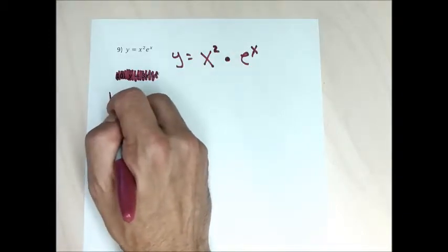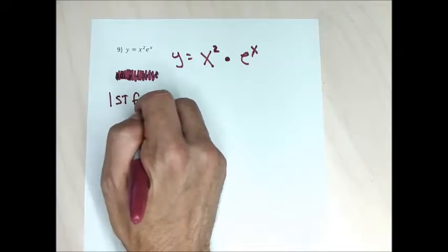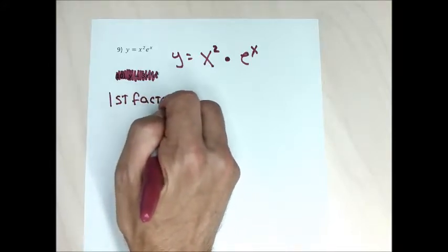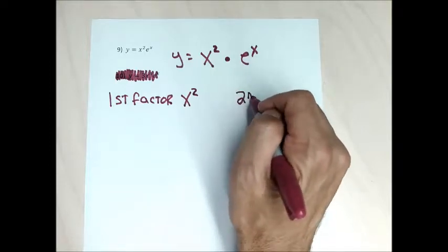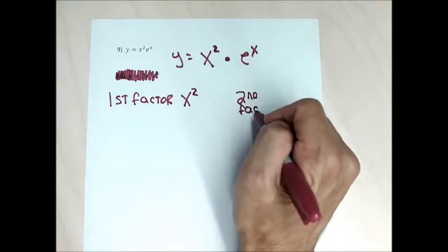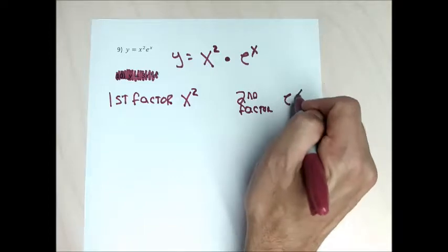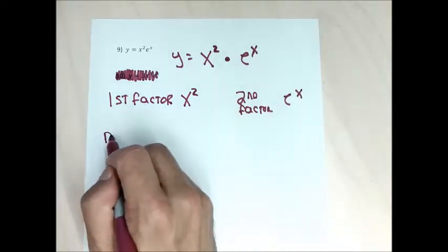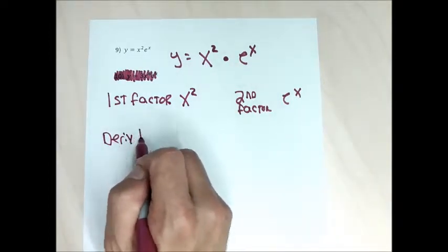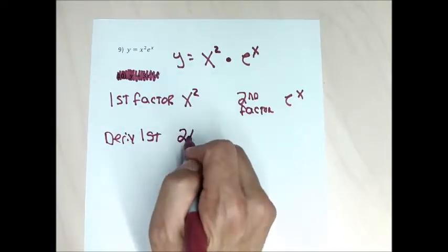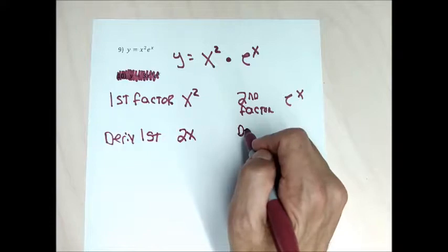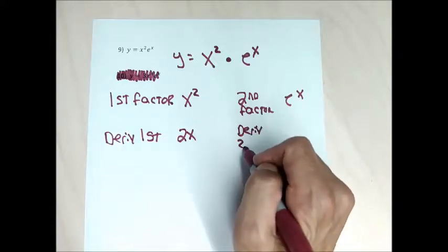To use the product rule, I have to write down the first factor. In this case, that's the x squared. And the second factor. In that case, it's e to the x. Then I need the derivative of the first factor. The derivative of x squared is just 2x. And the derivative of the second factor.